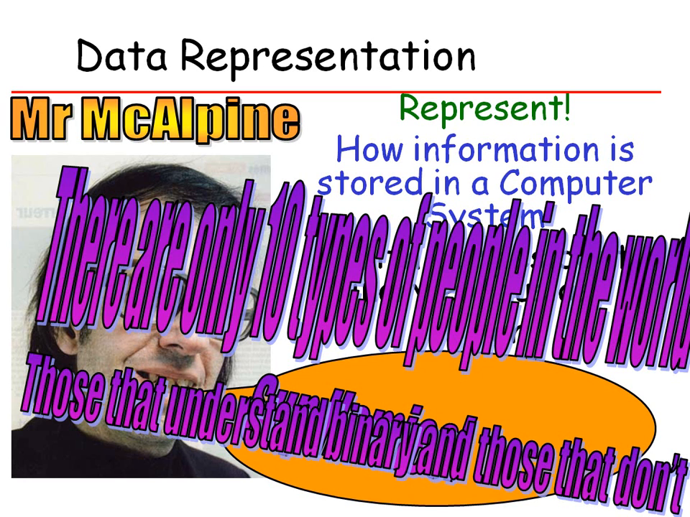So data representation is the first unit in HIRE, and it's basically all about how computer systems store everything, and everything is stored in binary. And there's loads of things you need to know about it. You need to know how to use binary, why computers use binary, about signed bit representation, about how we represent negative numbers, how we represent real numbers, how we represent images, how we represent text, some things about graphics packages, and about compression as well.